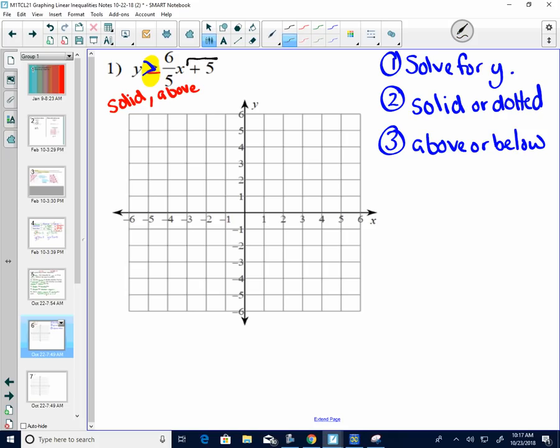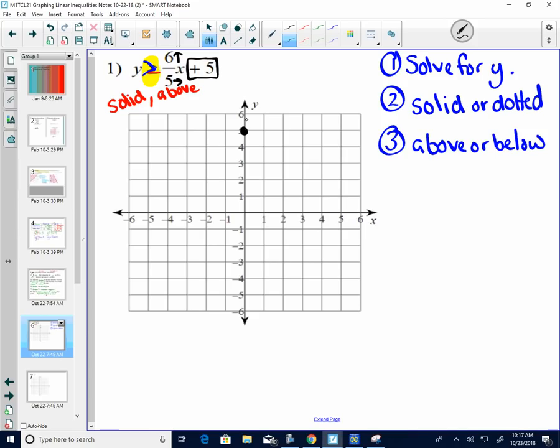We can know that this is the y-intercept, so we go to the y-axis at a positive 5 and put a point. And we know that the slope is 6 over 5. 6 is positive, so that means let's go up. 5 is positive, so that means let's go to the right, because it is rise over run.